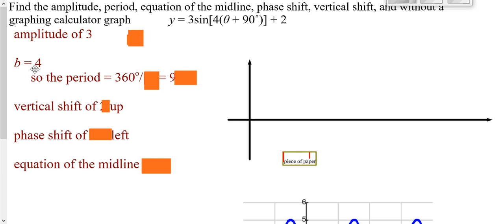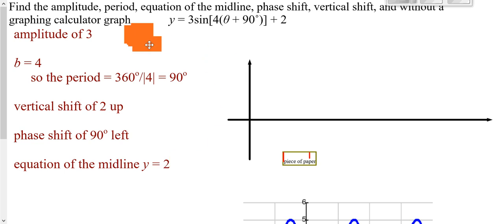Not sure why, but plug in 4 for your b, so it's 360 over 4, so we get a period of 90. Now, what's afterwards out here is your vertical shift, so we're going to have to move it 2 units up. And then what's added or subtracted here is going to move it left, so we have a phase shift of 90 degrees left. If it was a minus, it would move it right. Now remember, your midline is a line, so it's going to be y equals your d value, because your vertical shift is always what cuts your graph in half.